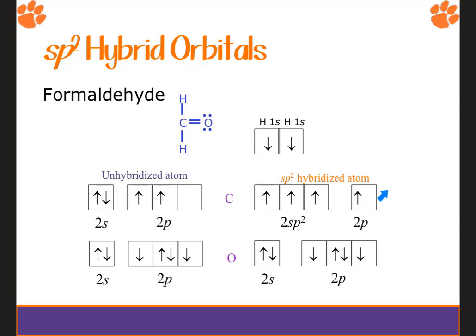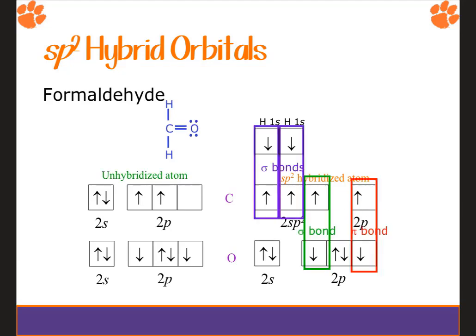That's going to leave 1 unhybridized p electron. That's going to come together to make our pi bond. Then we just match up unpaired electron to unpaired electron. We're going to make our sigma framework first.